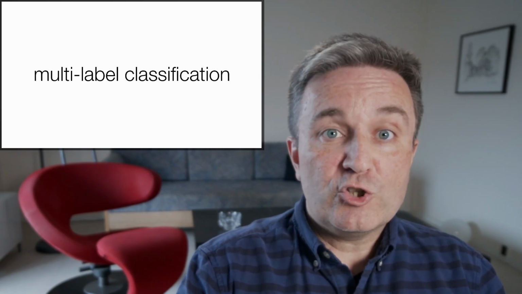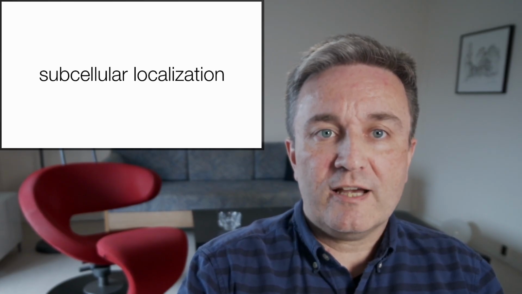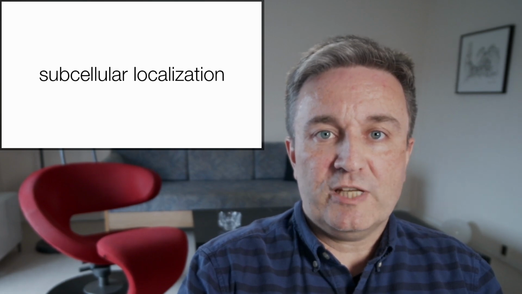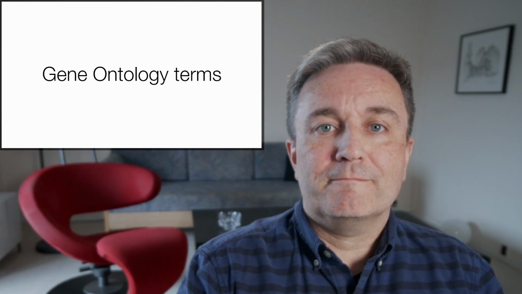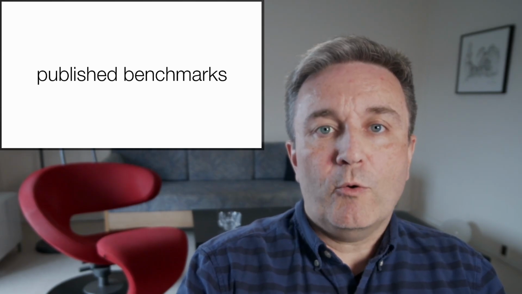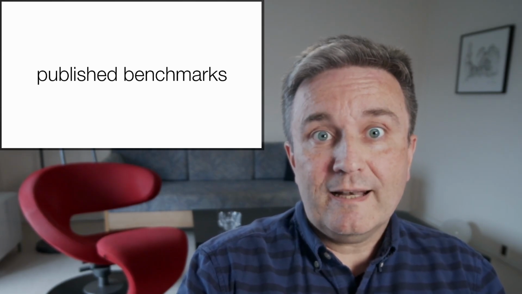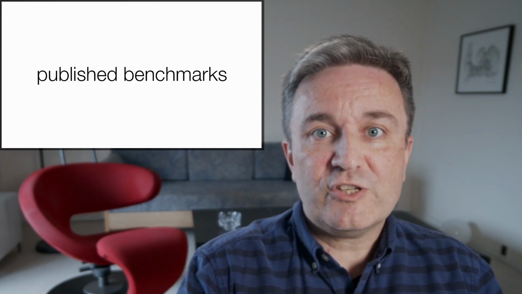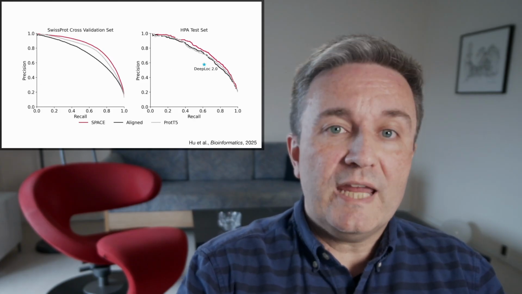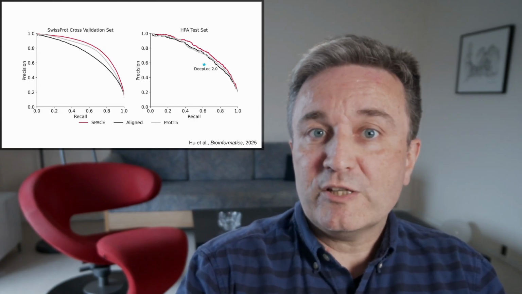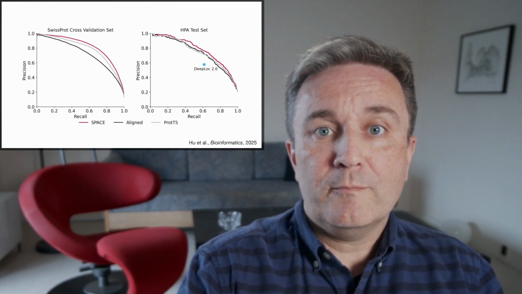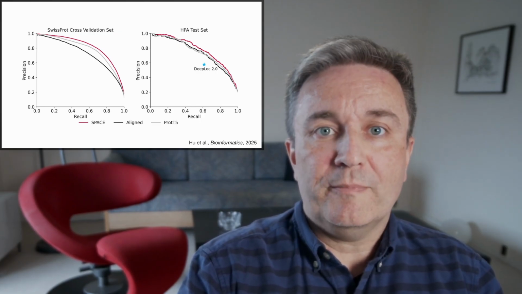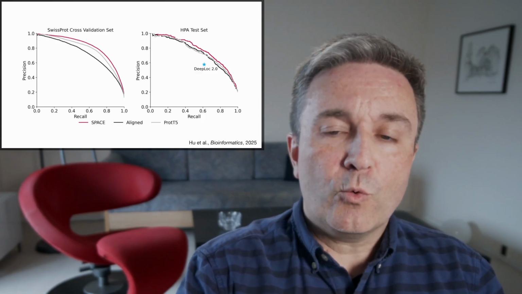We tested them on 2 different multi-label classification tasks, specifically prediction of subcellular localization and prediction of gene ontology terms. We tested the performance on published benchmarks, and that allowed us to compare it to other existing methods. And what we saw was that we were able to get state-of-the-art performance or near state-of-the-art performance on these tasks by just putting a simple logistic regression on top of the embeddings. That tells a lot about the quality of the underlying embeddings.